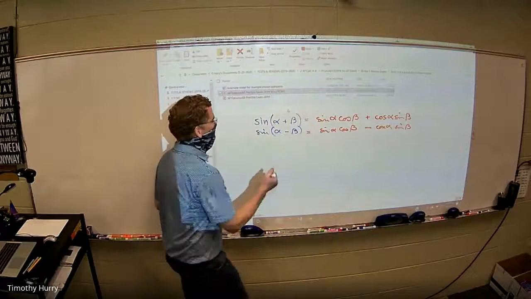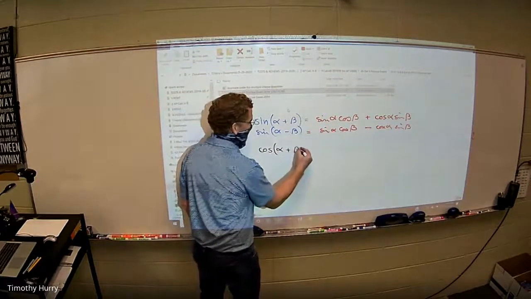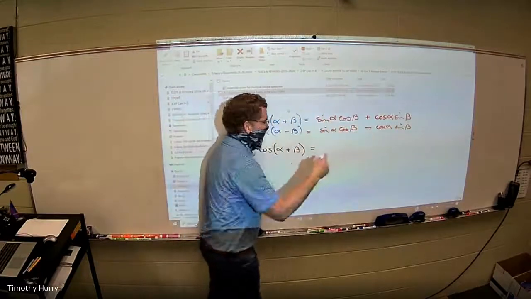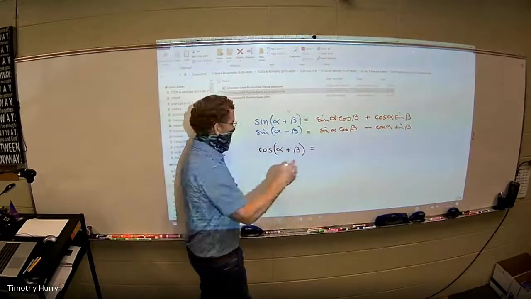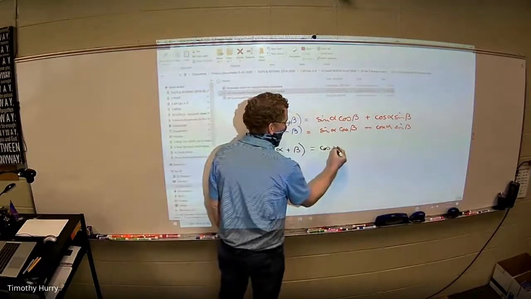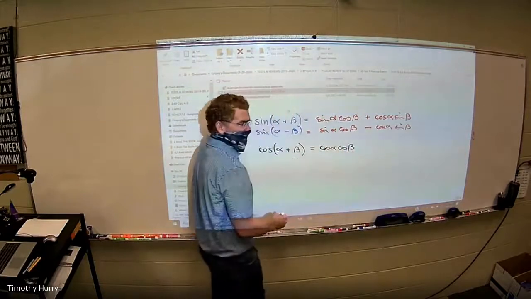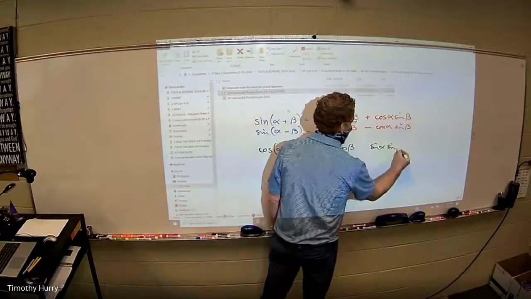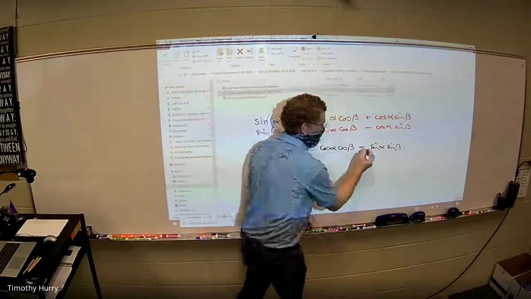If you go to cosine, entirely different. The cosine of alpha plus beta, instead of doing sine, cosine, cosine, sine, it goes cosine, cosine, sine, sine. So it's going to say cosine of the first times cosine of the second. And then it's going to go sine of the first, sine of the second. And if that's a plus, this ends up being a minus.